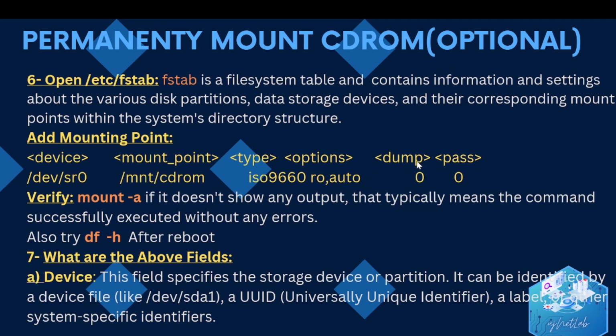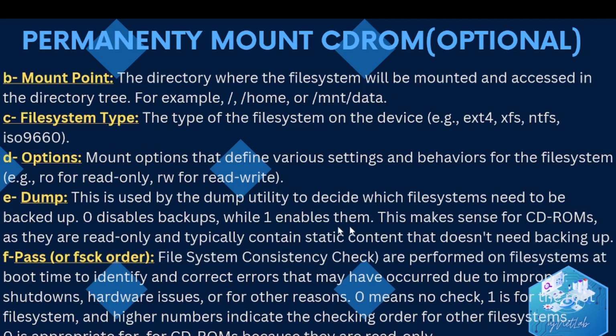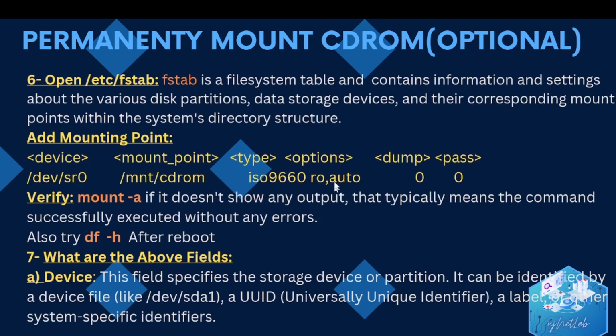Dump is basically the dump utility that decides which file system needs to be backed up or not. 0 means it will not take any backup, and 1 means it will take a backup. I put 0 because it makes no sense here, since we are using a CD-ROM. The last one is pass, this 0.